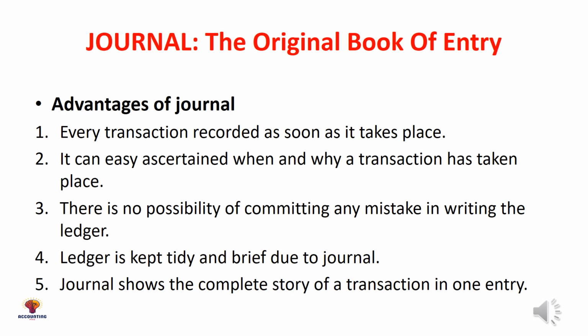Number 3. For each and every transaction, which of the two concerned accounts will be debited and which account credited is clearly written in a journal, so there is no possibility of committing any mistake. Number 4. Since all the debits of transactions are recorded in journal, it is not necessary to repeat them in ledger. As a result, ledger is kept brief. Number 5. Journal shows the complete story of a transaction in one entry. Number 6. Any mistake in ledger can be easily detected with the help of journal.